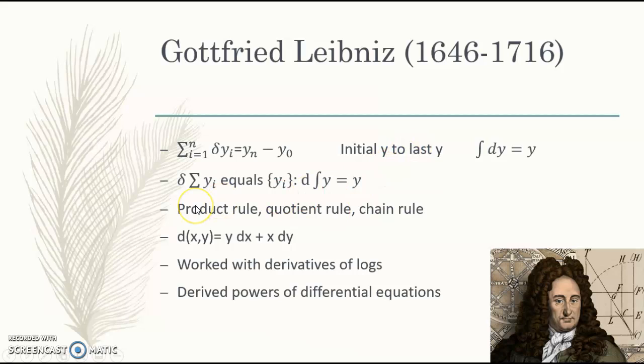We have Leibniz. He looked at calculus from sequences of differences, and we can see this up here at the beginning part. He also came up with the product rule, quotient rule, and chain rule, which you see in all your Calc 1 classes. Here's the product rule: the second times the derivative of the first, plus the first times the derivative of the second. He also worked with derivatives of logs and derived the power series of differential equations. And his work was a little bit easier to extend and work with than some of his predecessors. We see a picture of him down here.